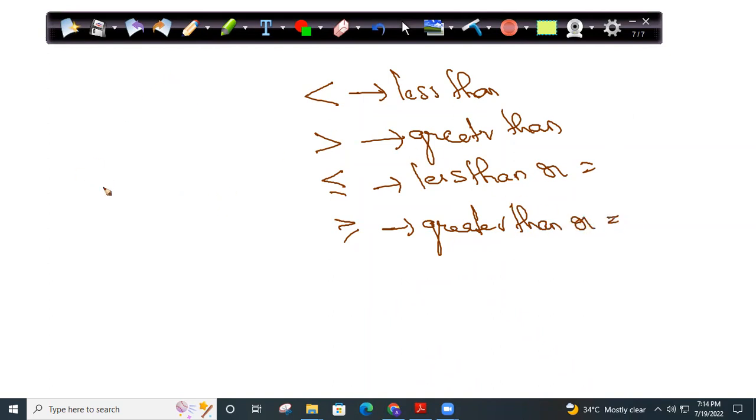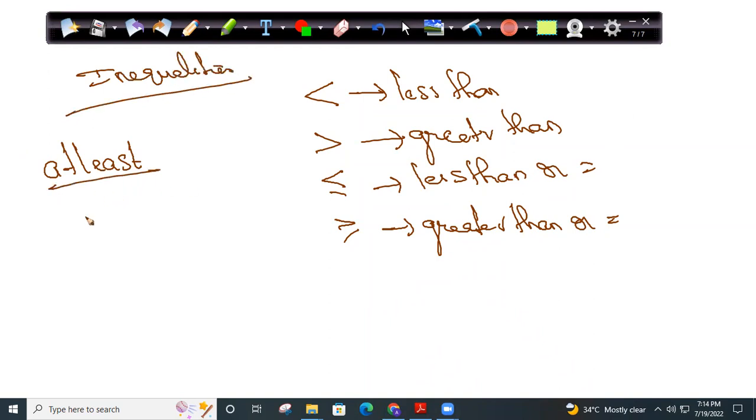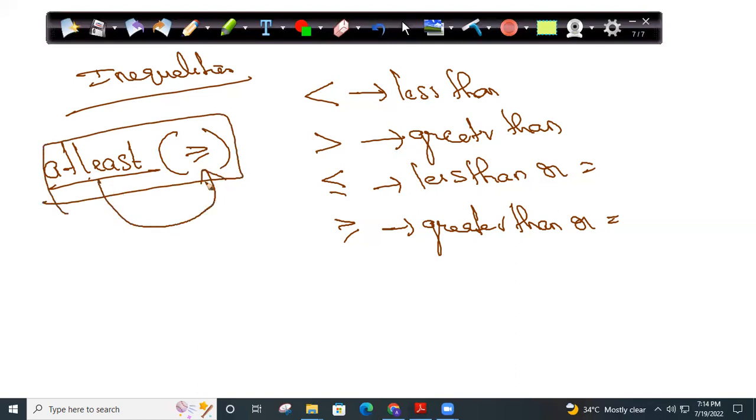So in exam, whenever you see "at least", what is the meaning of at least? Generally this comes under inequalities. What is the meaning of at least? I have scored at least 20 marks in my math exam. At least means greater than or equal to. Immediately you need to replace "at least" with greater than or equal to.